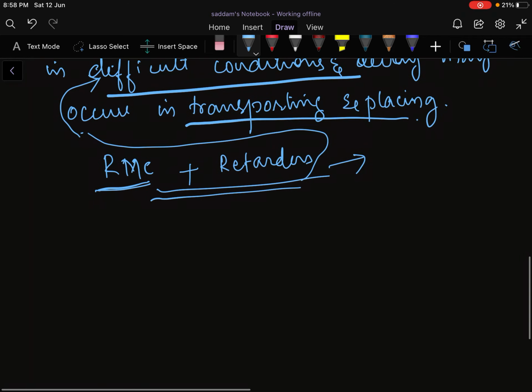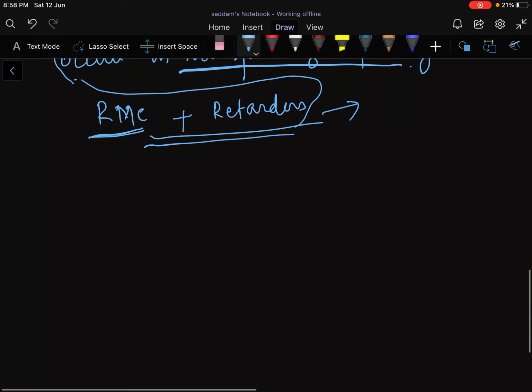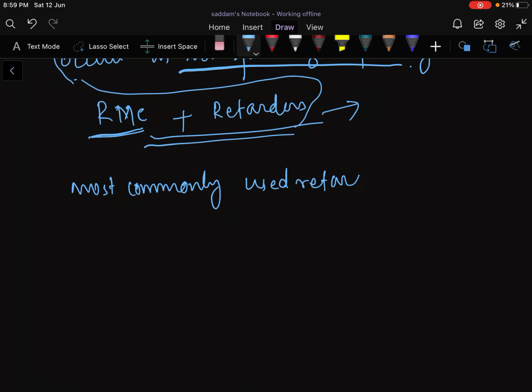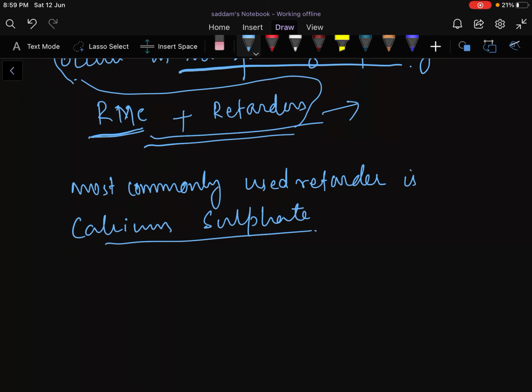Okay, so now let us try to understand what are the most commonly used retarders. The most commonly used retarder is calcium sulfate. Calcium sulfate is the most commonly used retarder. Okay, so what is done while preparing the cement? The calcium sulfate is interground.